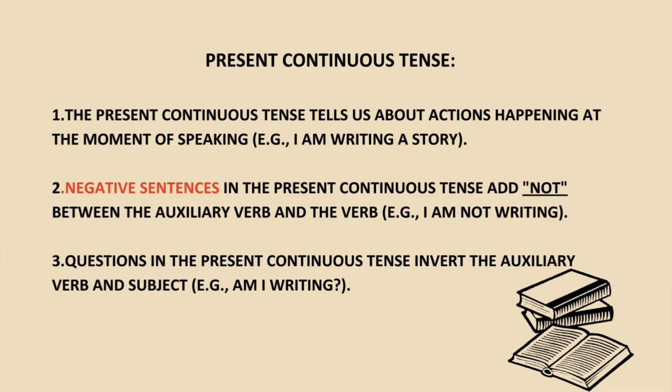Present continuous tense. 1. The present continuous tense tells us about actions happening at the moment of speaking, e.g., I am writing a story. 2. Negative sentences in the present continuous tense add not between the auxiliary verb and the verb, e.g., I am not writing. 3. Questions in the present continuous tense invert the auxiliary verb and subject, e.g., am I writing?